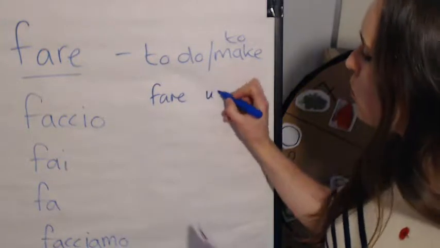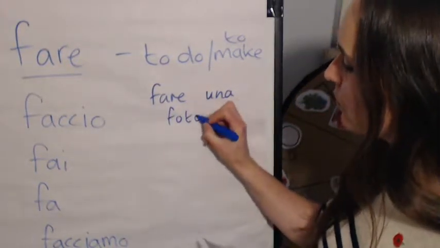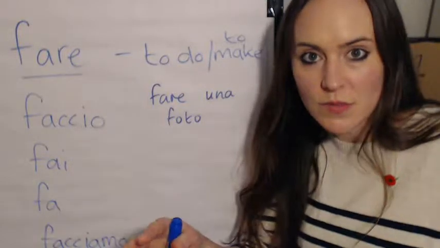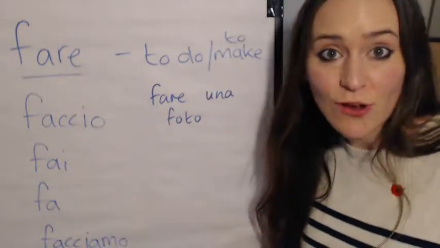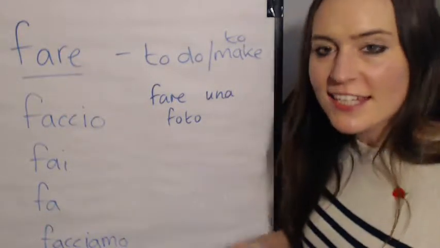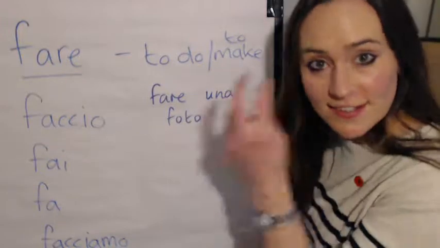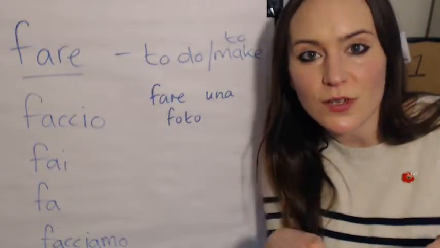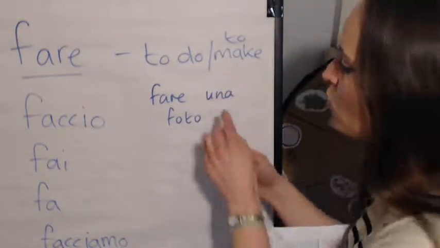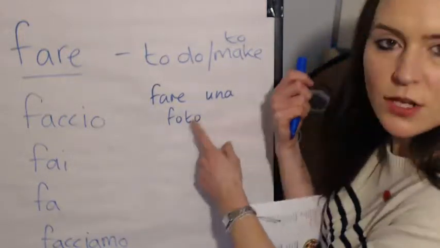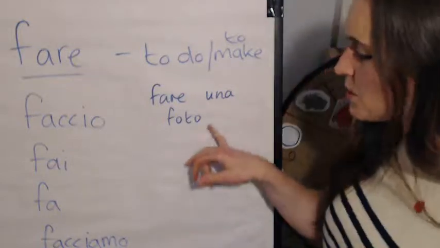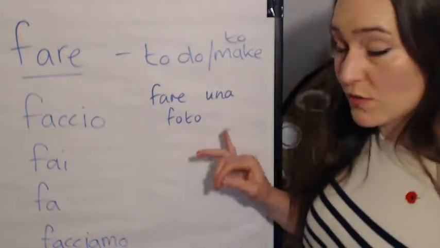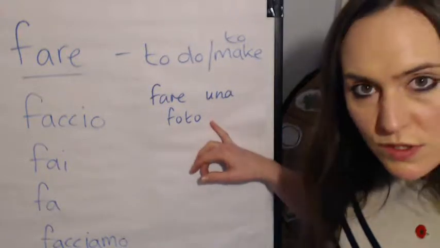Okay, fare una foto, to take a photo. Take a photo of something. Instead of saying prendere una foto, as you might expect, because prendere is to take, we actually just use the verb fare in Italian. So io faccio una foto, I'll take a photo, or I'm taking a photo. Una foto, why is it una but then there's an O at the end of foto? Foto is short for fotografia, a photograph. So una foto, una fotografia. Don't be too confused about that.